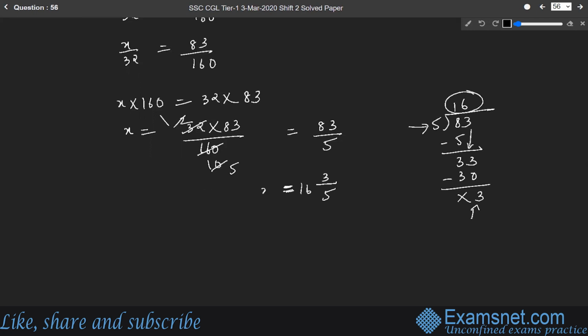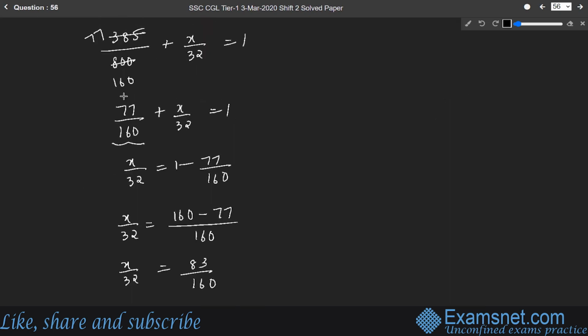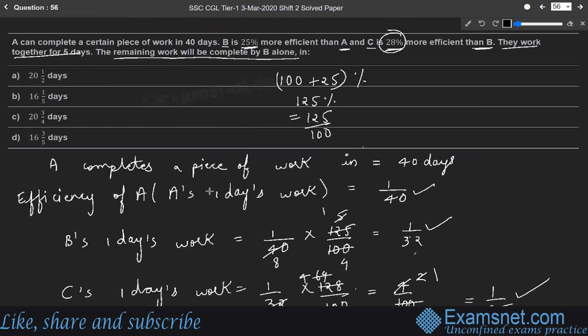Now what is x? This is basically the value of x. X is the number of days taken by B alone to complete the remaining work. Okay. So that is why the correct answer for this question will be 16 3 by 5 days, which is option number D here. It was a very, very basic question.